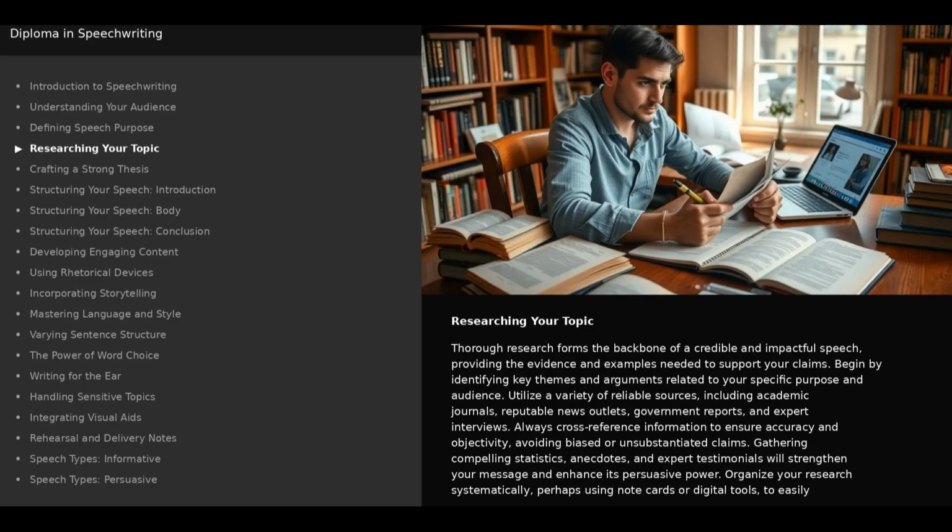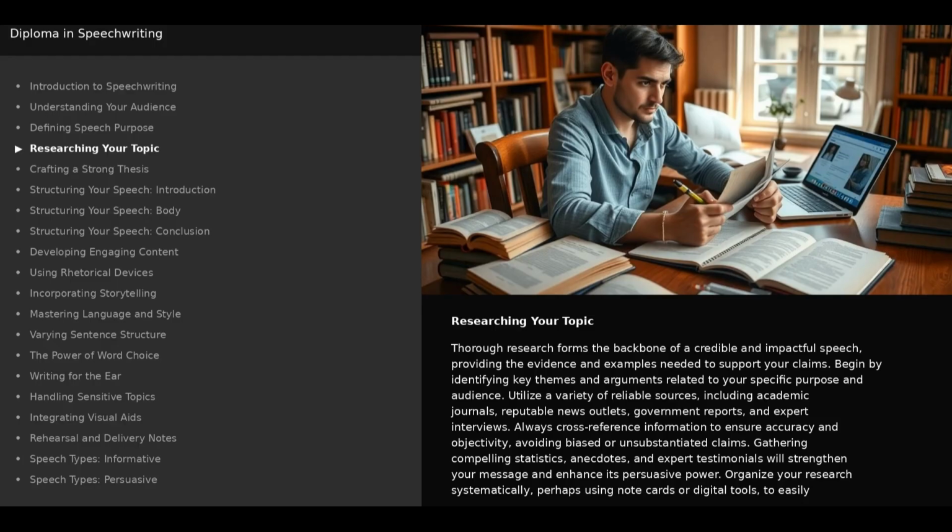Researching your topic. Thorough research forms the backbone of a credible and impactful speech, providing the evidence and examples needed to support your claims. Begin by identifying key themes and arguments related to your specific purpose and audience. Utilize a variety of reliable sources, including academic journals, reputable news outlets, government reports, and expert interviews. Always cross-reference information to ensure accuracy and objectivity, avoiding biased or unsubstantiated claims.